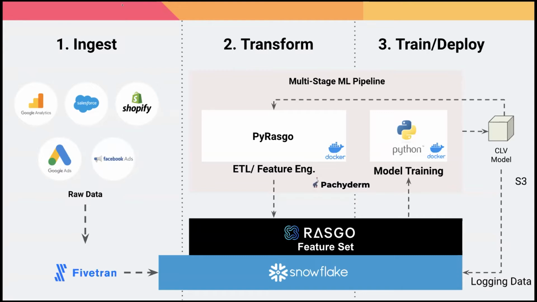And from there, we use Pachyderm, which is a great platform as well. We're able to schedule all of our Rasgo jobs within Pachyderm. We leverage the SDK within Pachyderm to then train our models. And then from there, we use PyMC, which, if anybody has put Bayesian models into production, bless your heart. It's lots of fun. We use PyMC and we train our models that way.